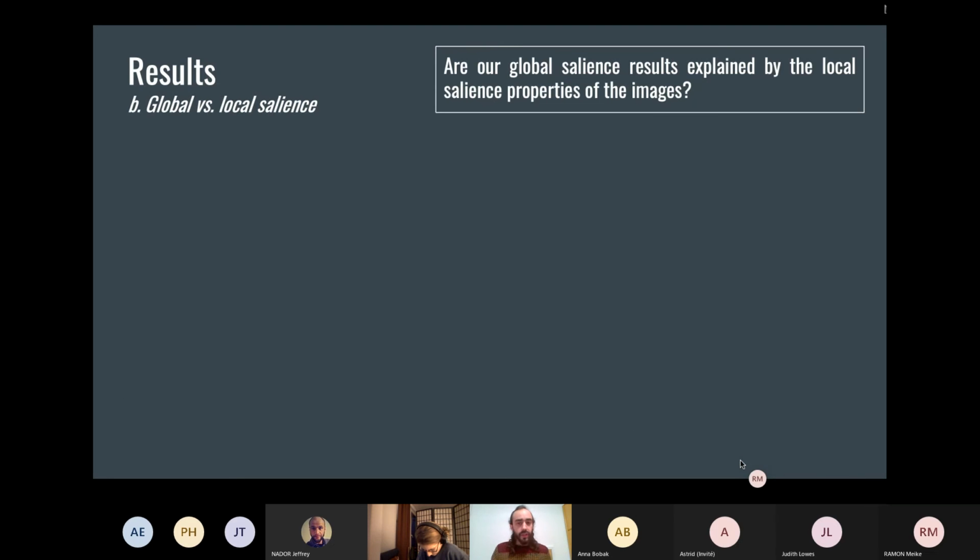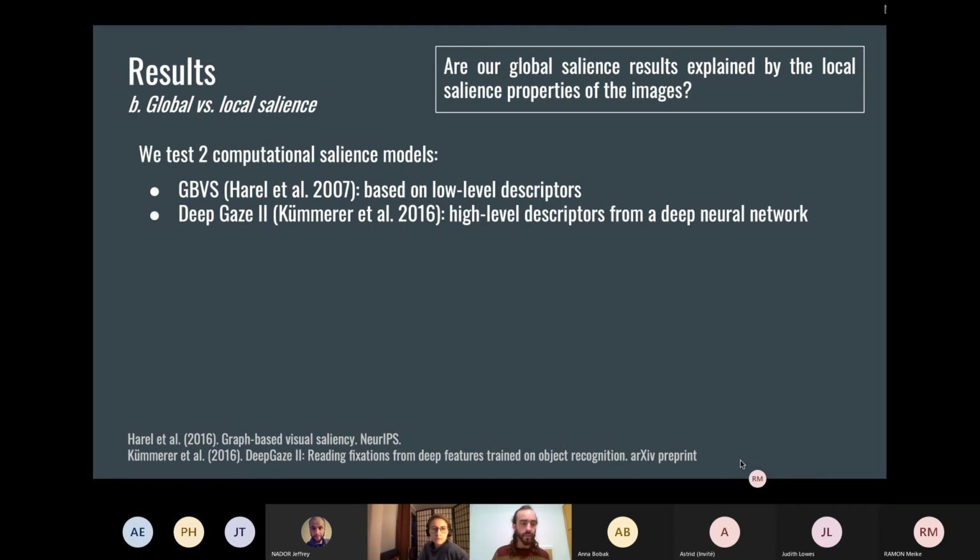This is interesting, but we wanted to make sure that this is meaningful in the sense that it is not just explained by the local properties of the images. For example, you might be wondering, okay, but all the faces have a very special particular structure, and maybe the low-level properties of the images are for some reason more attractive.